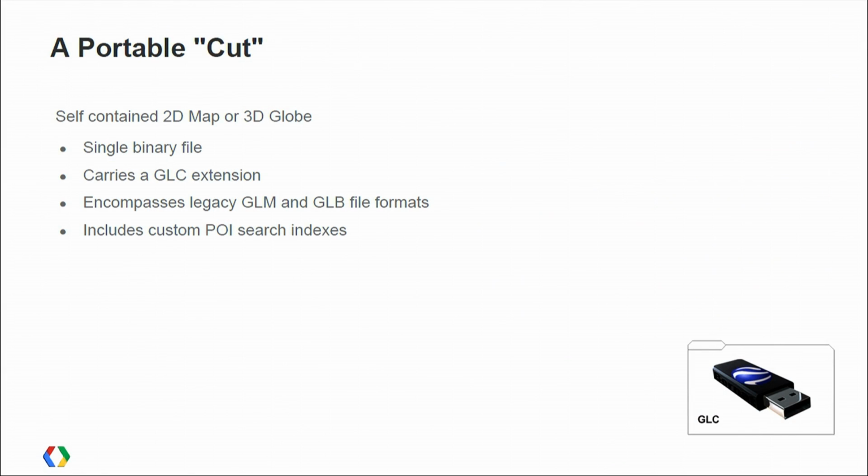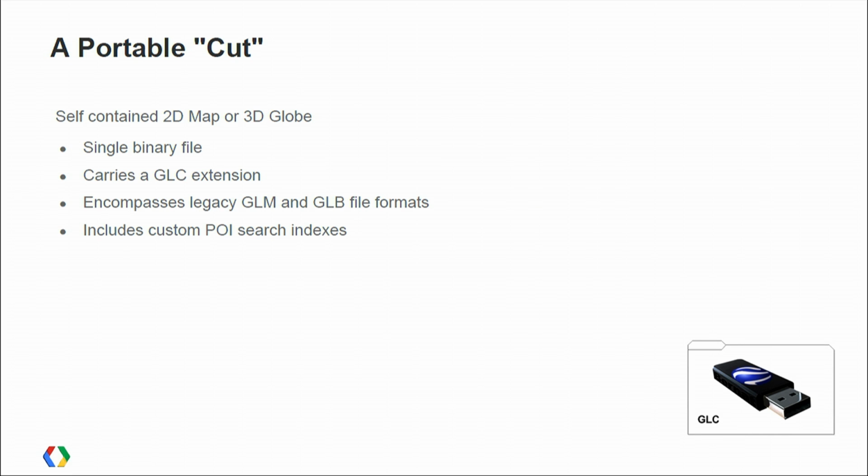The output of either of these two processes is a .glc file. Right? This is your portable cut. With that cut, you could do some interesting things, but let's first dive into what that cut is. That cut, as we call it, is really just a single binary file. It can be very large, it can be very small. It's really restricted only by the file size limitations of your file system.